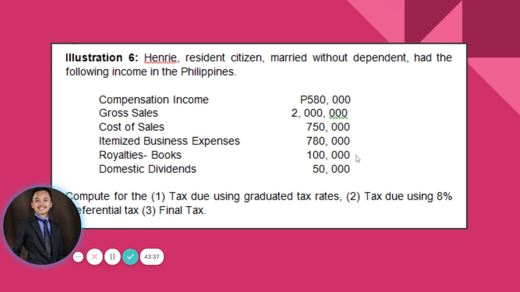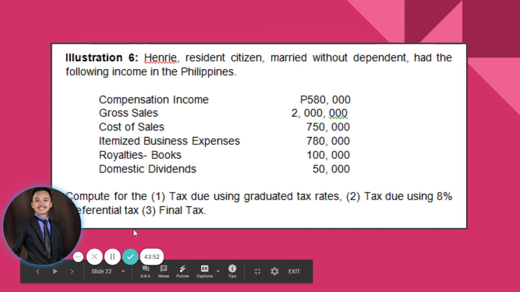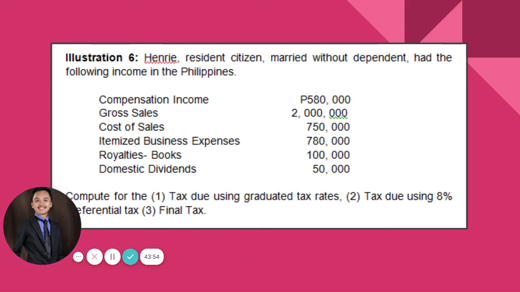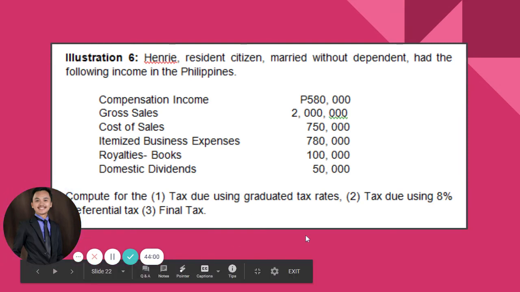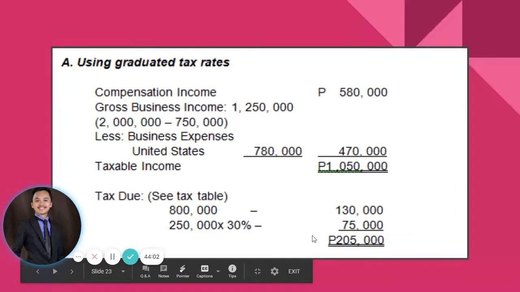So these are examples of passive income, guys: royalties and domestic dividends. Don't worry because we will be discussing it again later on. Compute for the tax due using graduated tax rate. Tax due using 8% preferential tax. Okay, so let's try to compute now the resident citizen's tax due using graduated and using 8% preferential.